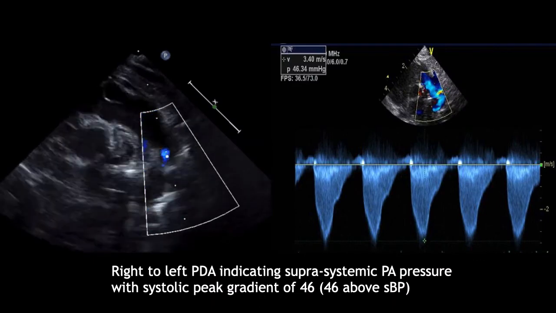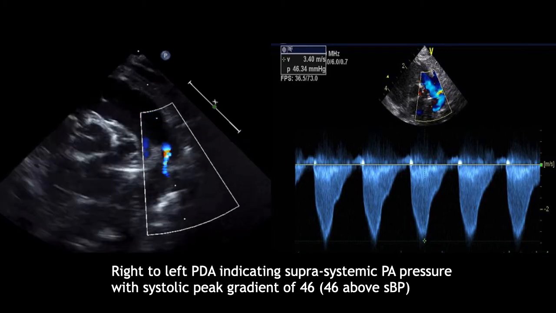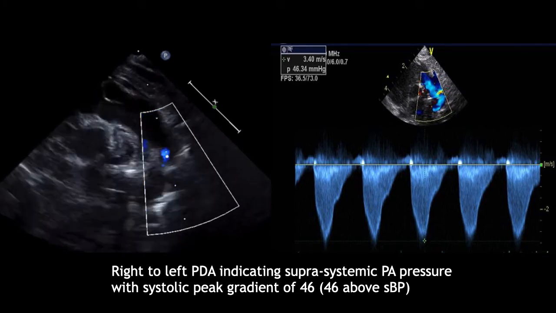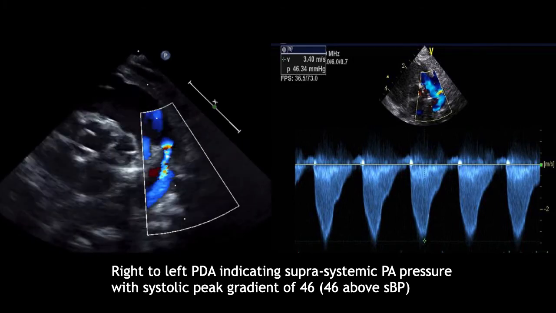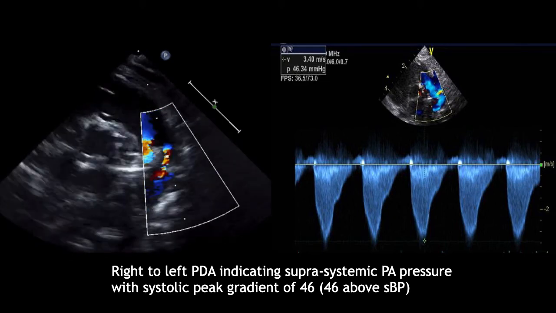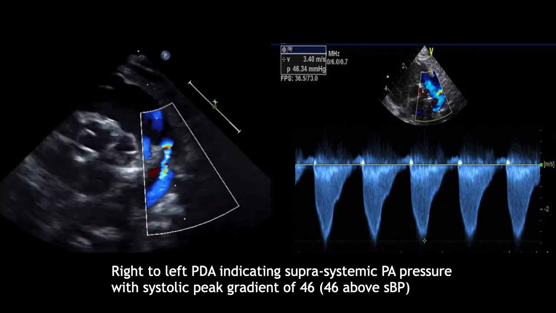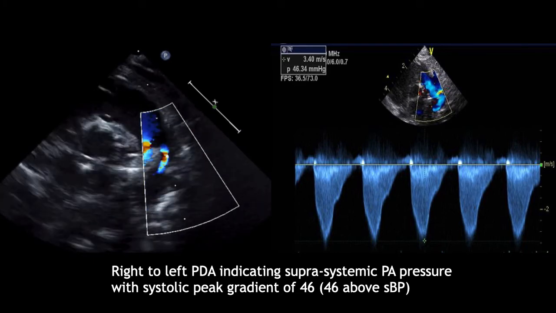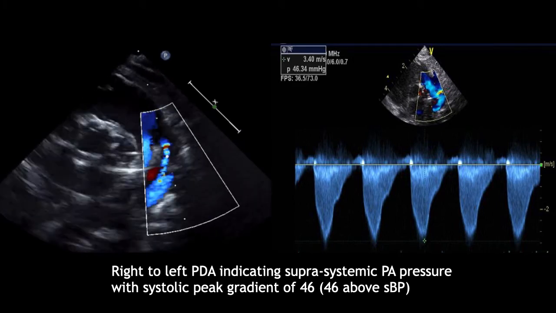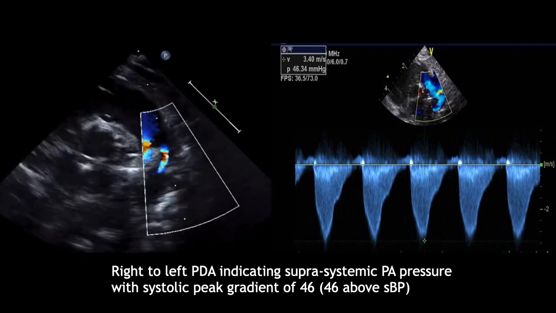This example is another patient who has a blue jet, which tells you that the shunt is right to left from the pulmonary artery to the descending aorta. And here, when you put a CW Doppler, you can see that the gradient at the peak of systole is 46 millimeters of mercury, which tells you that there's suprasystemic PA pressure with a systolic peak of 46 above the systolic blood pressure. Now, it might be that the descending aortic pressure is very low, or it might be that the PA pressure is very high, or it might be a mix of both.